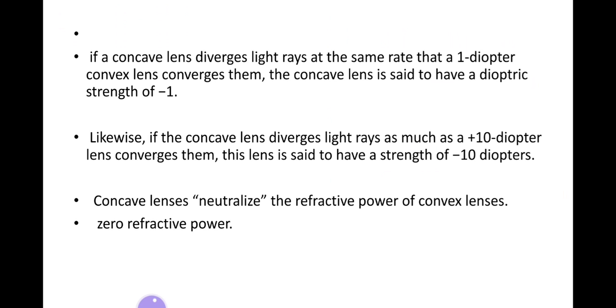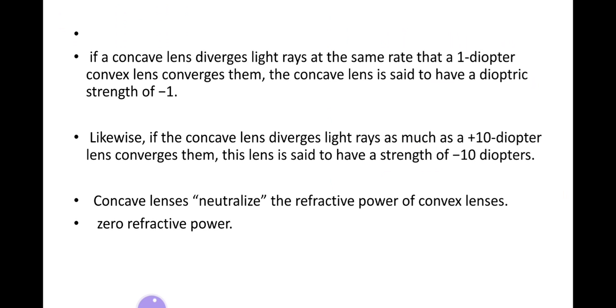Refractive power of concave lenses cannot be stated in terms of focal distance beyond the lens because light rays diverge rather than focus to a point. So if the lens diverges the light rays at the same rate that a one diopter convex lens converges them, the concave lens is said to have the dioptric power strength of -1. Likewise, if the concave lens diverges the light rays as much as a plus 10 diopter lens converges them, this lens is said to have the strength of -10 diopters.